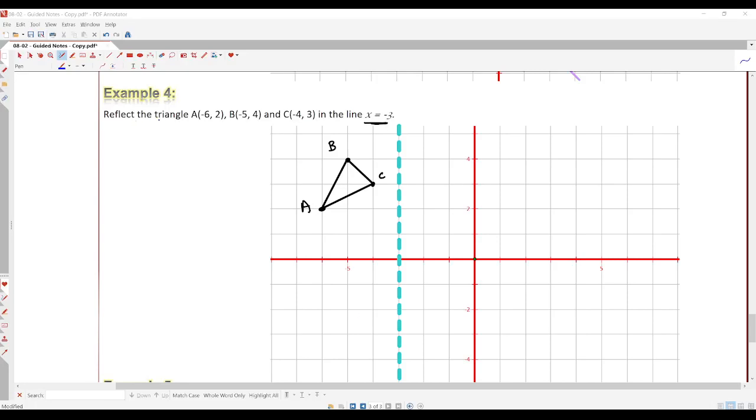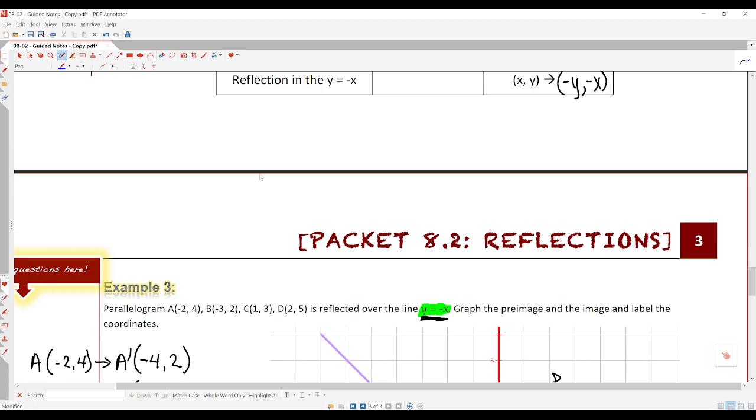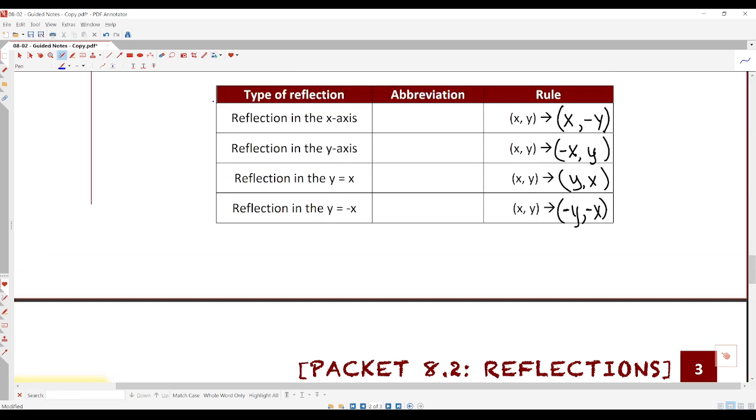All right, so let's take a look at example 4. I've already plotted the 3 points. I drew the line x equals -3. Now, in terms of what the rule is in this case, this rule doesn't quite satisfy any of these 4 because it's not the x-axis, it's not the y-axis, and it's neither of those lines there.